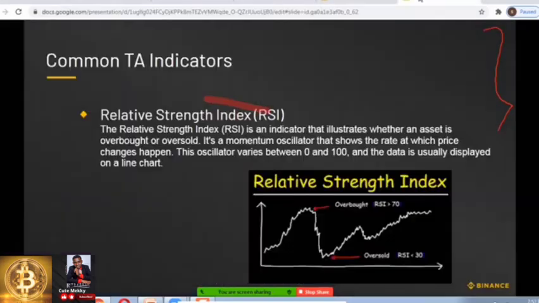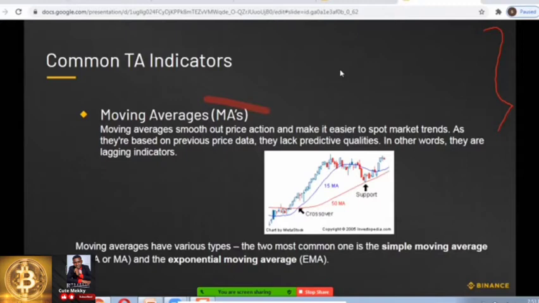That's very important. Now, the next thing we're looking at is moving averages. The moving average is a smoothed price action that makes it easy to spot market trend. So you use the moving average to predict the market trend. That means if you don't want to use your trend line, you can as well use the moving average as your tool to predict the trend of the market. That means either the market is going down or up.